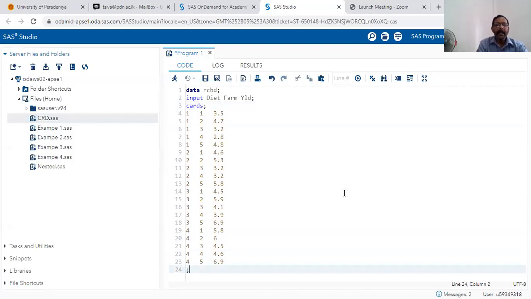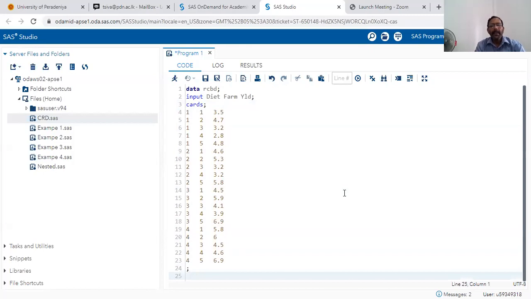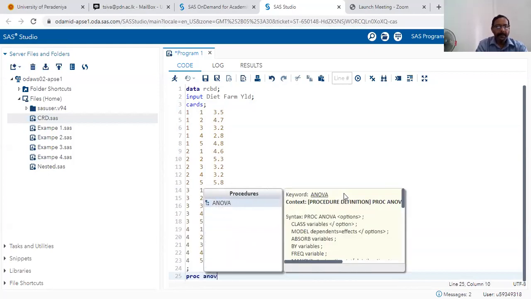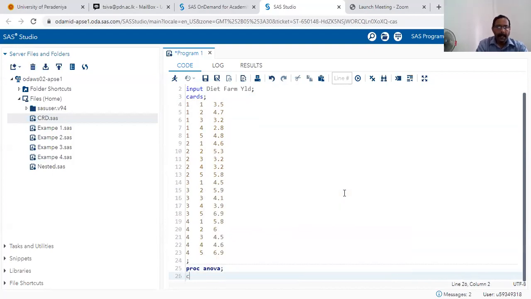Right, now you enter, everybody should have this setup. Then PROC ANOVA, class, classified variable. What are the classified variables here? Anyone? Diet and farm. Diet and farm, good. So we have two classified variables.